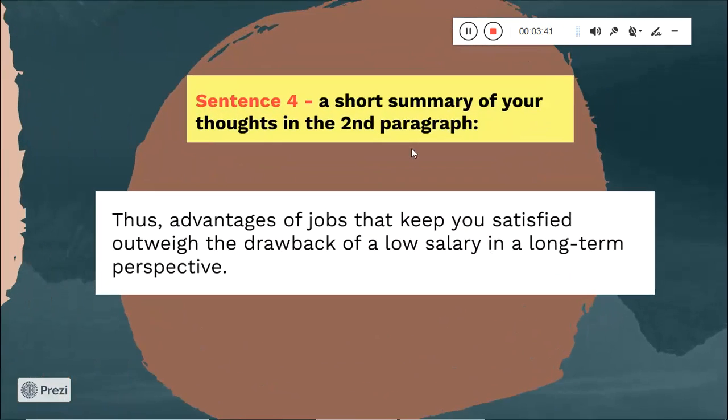The fourth sentence is a summary of your thoughts in the second paragraph. So you may write, thus the advantages of jobs that keep you satisfied outweigh the drawback of low salary in a long-term perspective. Remember, you may use this sentence again and again in many paragraphs. The phrase, something outweighs the drawback. When the advantages outweigh the drawback, you choose this one.